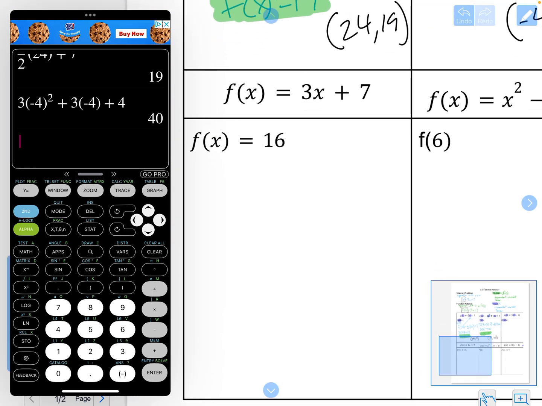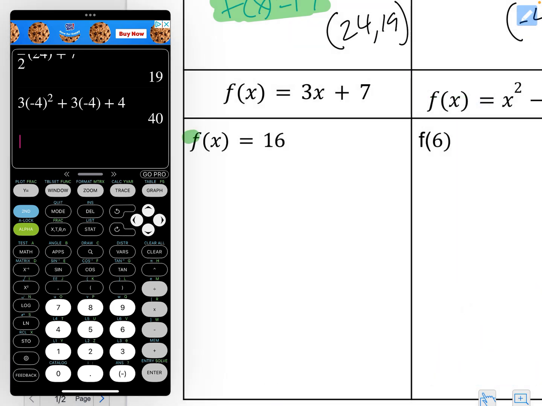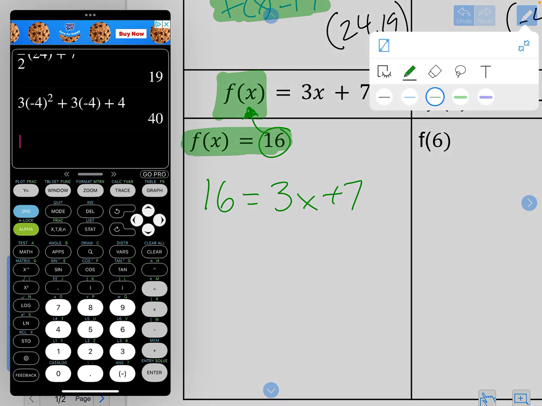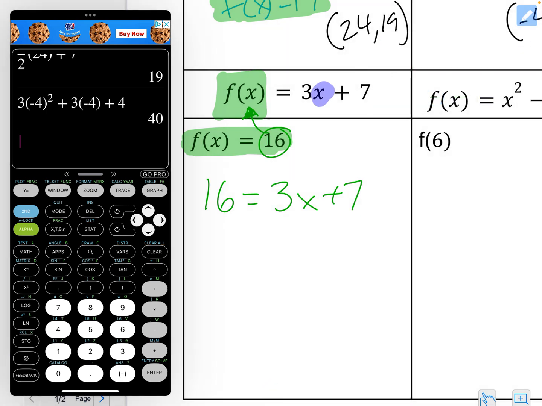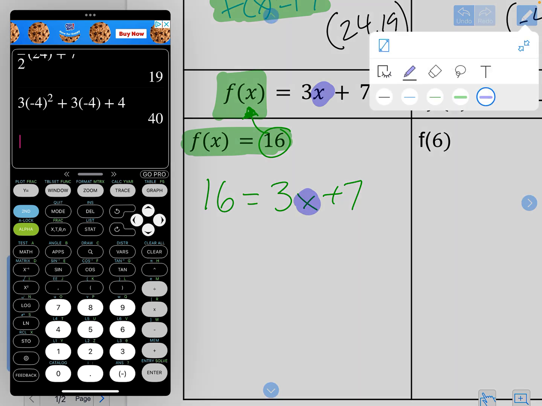All right, so this one is a little bit different. This one gives us f of x equals 16. So what f of x equals 16 is, that is my output. So I'm going to replace my y, or my f of x, with 16. So that means I'm going to put the 16 in the f of x spot because I do not know what x is. I do not know what my input is. And then I'm going to write the rest of the equation. So I'm looking for the input, or I'm looking for the x.